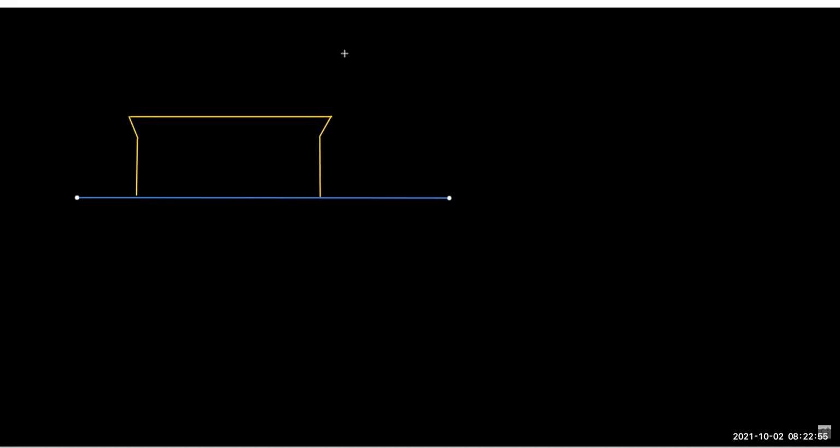So the next question that we are going to take is, imagine we have a block kept here.